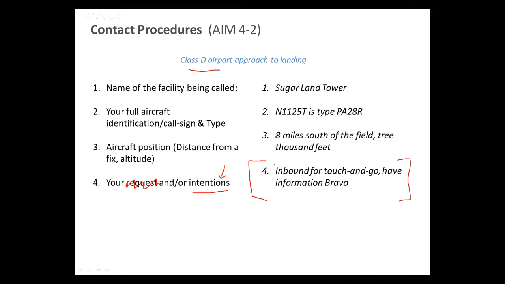Hence why this kind of phraseology is used. Sugarland Tower, November 1125 Tango, type PA28, 8 miles south of the field, 3,000 feet, inbound for touch and go, have information Bravo. Okay?